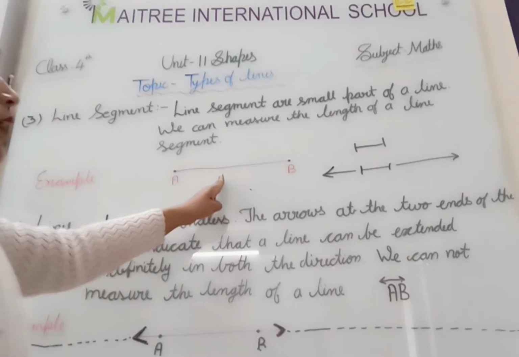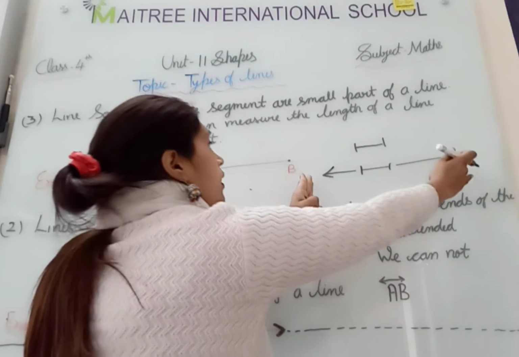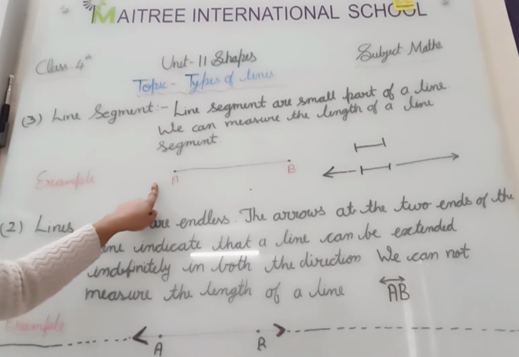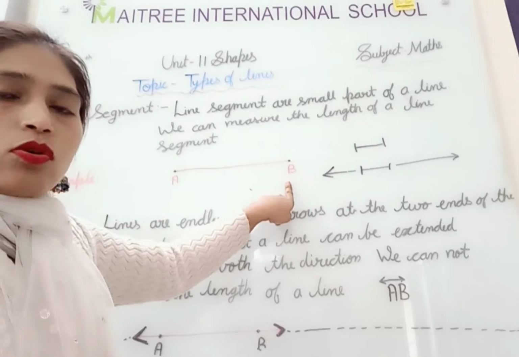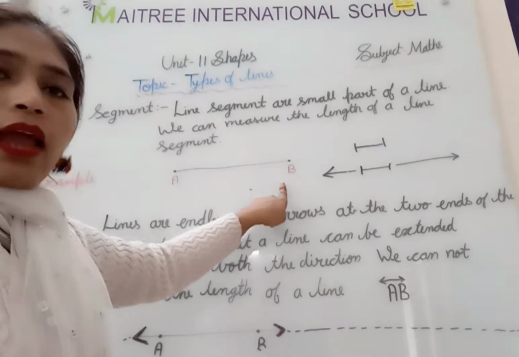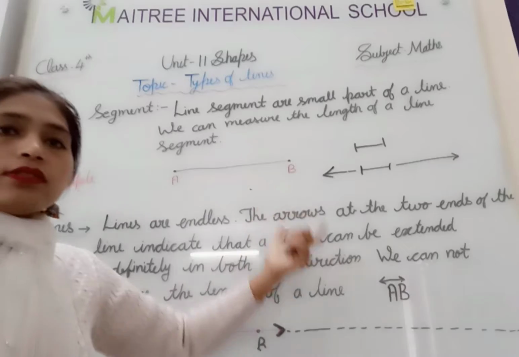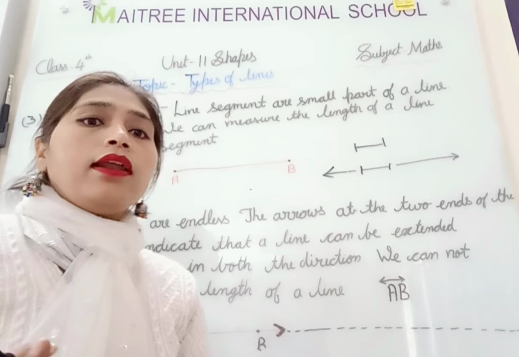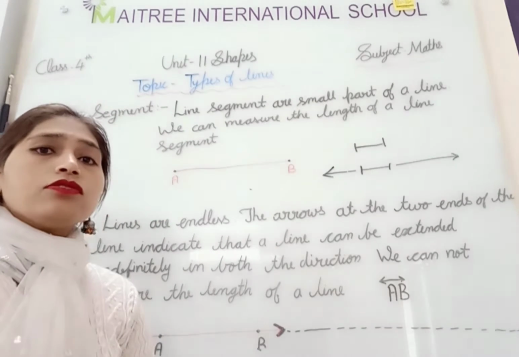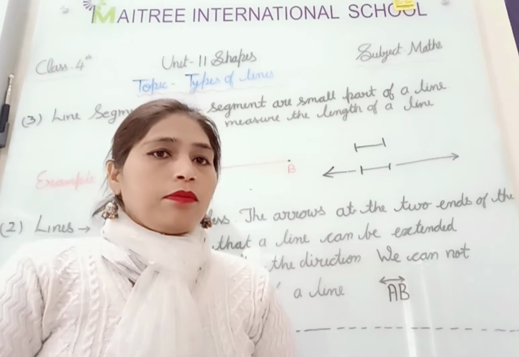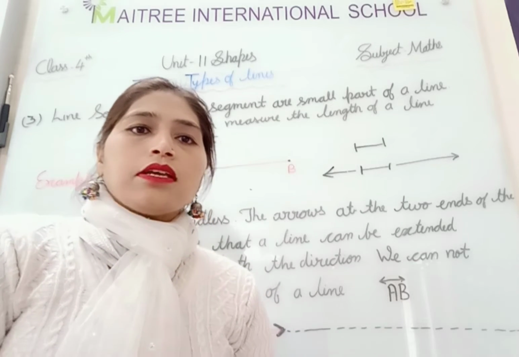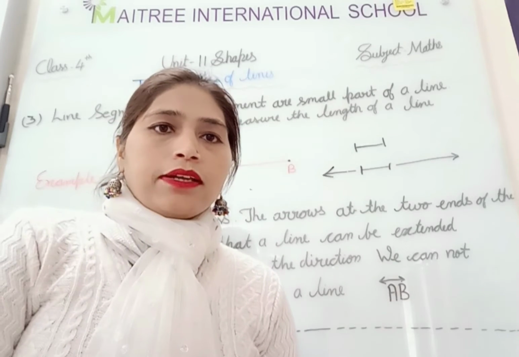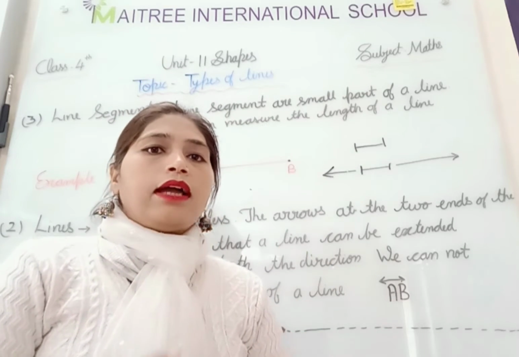But a line segment is a small part of a line. So it has a starting point and it has an end point also. So we can measure the length of a line segment. If you want to draw a 2.3 centimeter line, it's a line segment. It's not a line. If I say just draw a 3.5 centimeter line, you will say, ma'am, it's a line segment, because a line doesn't have any fixed length. But if I say 3.5 centimeter, it means a fixed length, so it's a line segment.